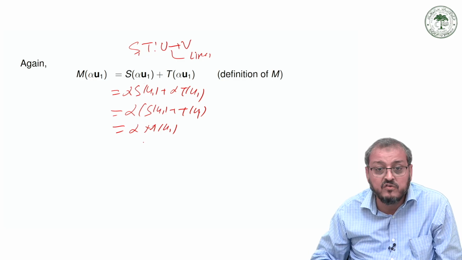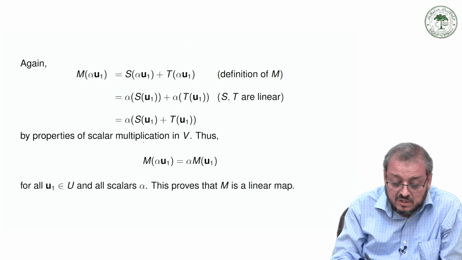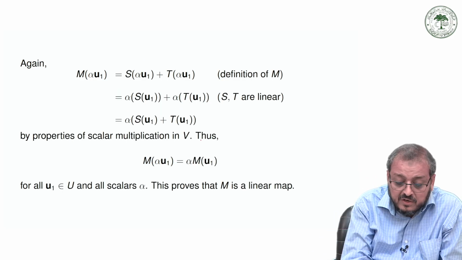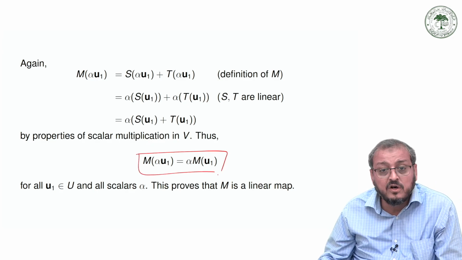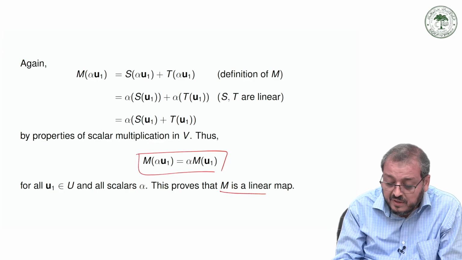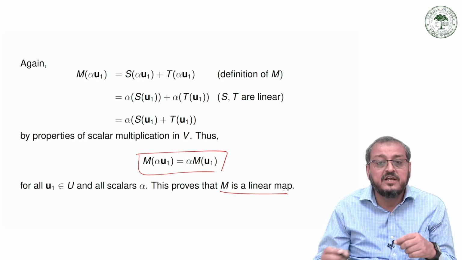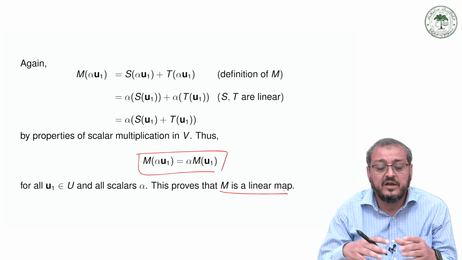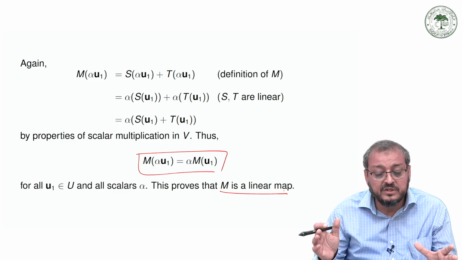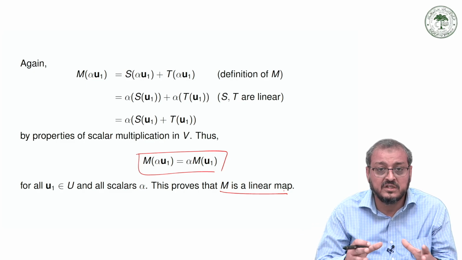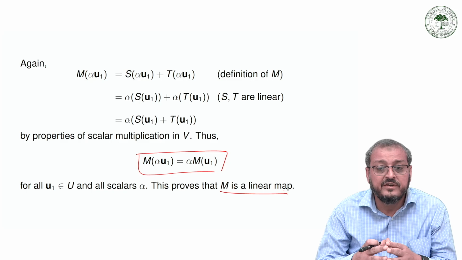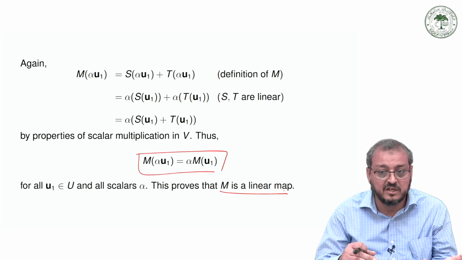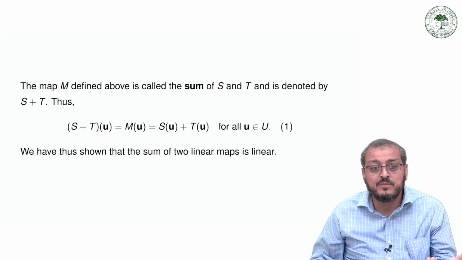So this satisfies the condition. This is the multiplicative property. So this proves that M is a linear map. That means if S and T are two linear transformations, then M, which is the sum of these two linear transformations, is again a linear transformation. So we have proved that M is linear.